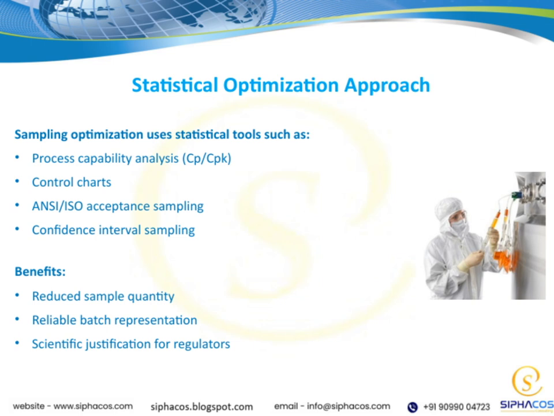The key benefits of using this approach are quite significant. First, it reduces the number of samples we need to test, saving time and resources. Second, it ensures that our batch representation is reliable, giving us confidence in the results. And finally, it provides a solid scientific justification for regulators, which is crucial in demonstrating the robustness of our quality assurance process.